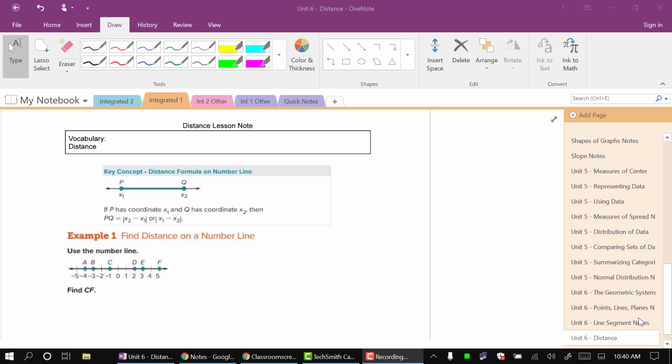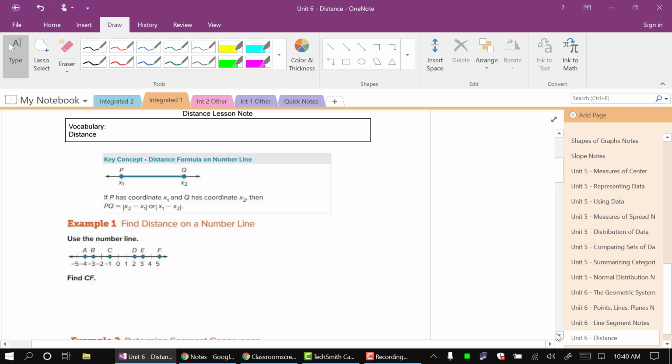In today's video, we're going to be looking at distance. So our key concept is the distance formula on a number line. If P has coordinate x1 and Q has coordinate x2, then PQ equals the absolute value of x2 minus x1, or the absolute value of x1 minus x2. So let's take a look at our first example.